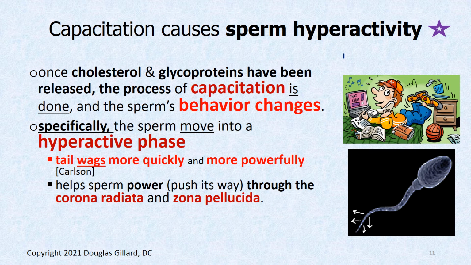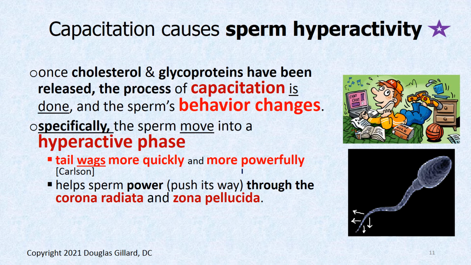Another thing that happens once it dumps off cholesterol and glycoproteins, go back to the B-52 bomber, it's much lighter, and therefore it's more nimble, and it gets almost hyperactive. It can move really fast, and you can tell that capacitation has occurred when the little tail starts beating really fast, almost like a hyperactive phase. And the tail waggling faster gives it more forward momentum. It's like a boat now, or the propellers of the B-52 turning faster. It can go faster because it's lighter. It's not really because it's lighter, but that's the analogy.